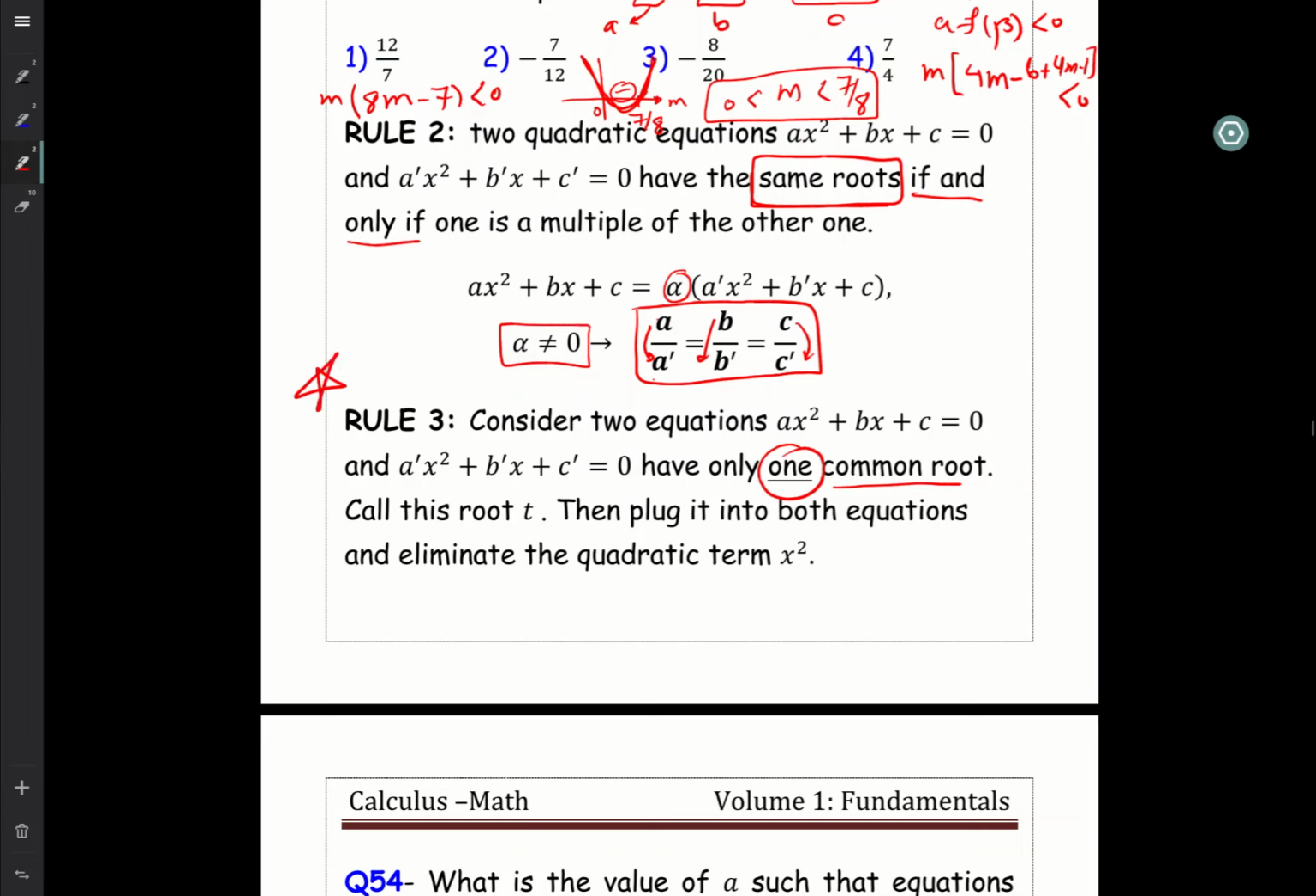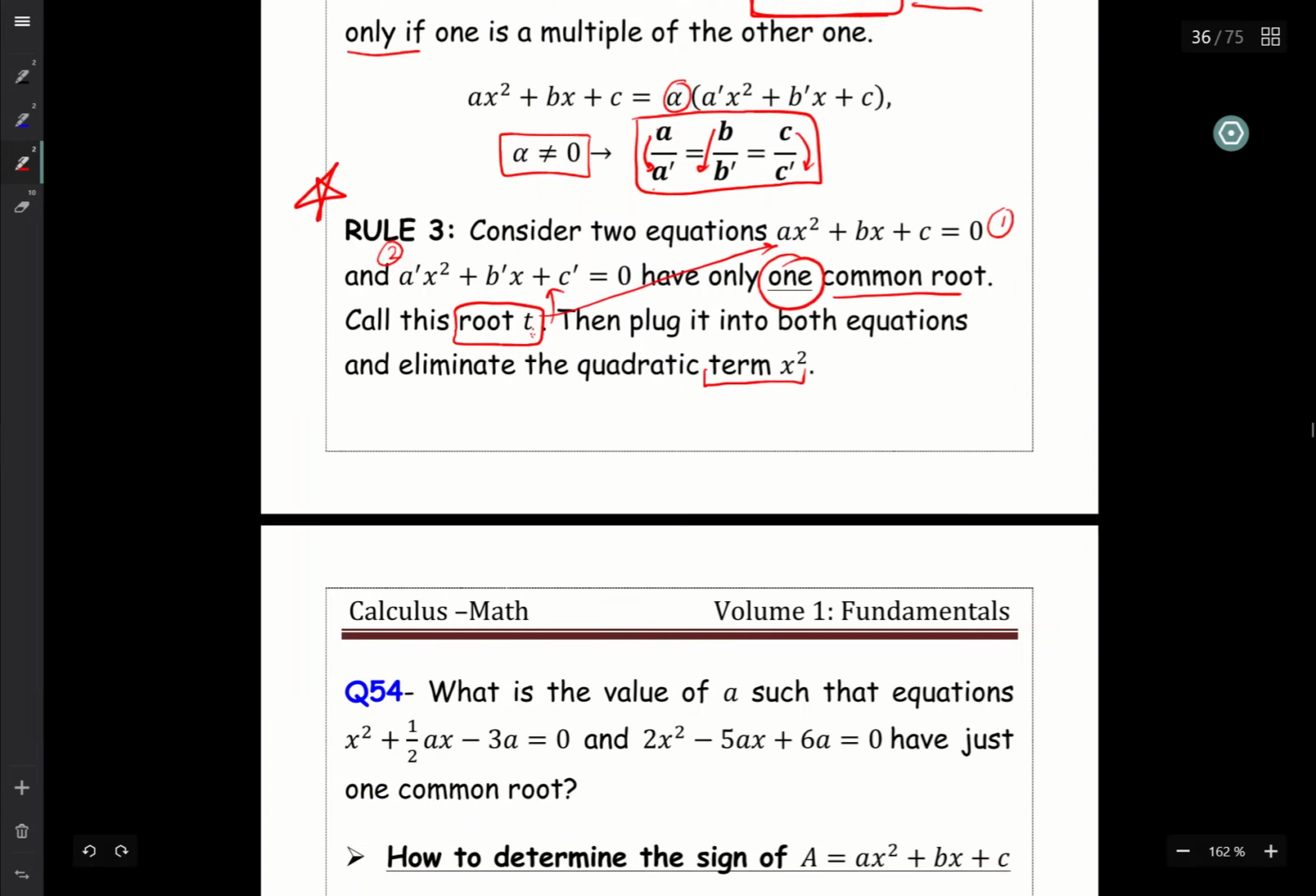We have two quadratic equations, number 1, number 2, and these ones share one root in common. Let's call this root t. So if I take t and plug it back into both equations, it satisfies the two equations. Then plug it into both equations and eliminate the quadratic term x squared. It's very interesting. So at squared plus bt plus c must be 0 because t is the root of the first one. And the second one, a prime t squared plus b prime t plus c prime is 0.